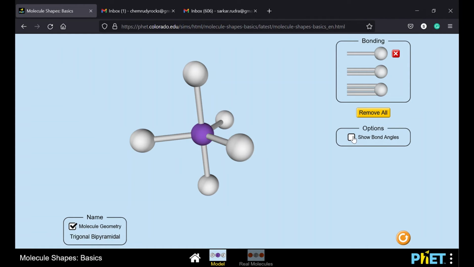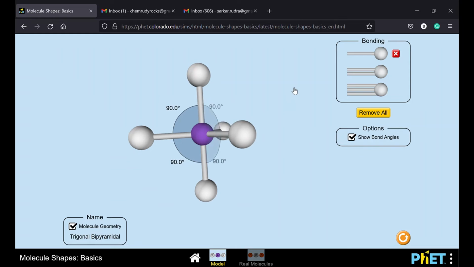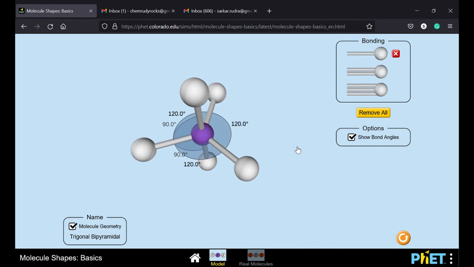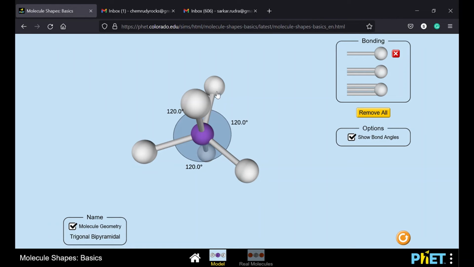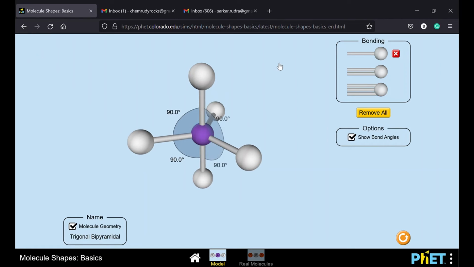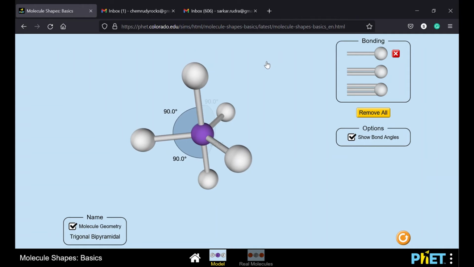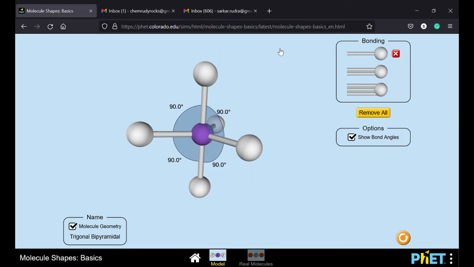Now, if you have a close look at the angles, what kind of angles are present over here? Now see, along the trigonal plane, these angles are 120. All of them are equal. So there are three 120-degree angles. If you consider how many 90-degree angles are there?